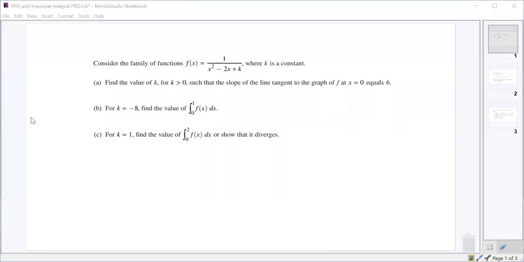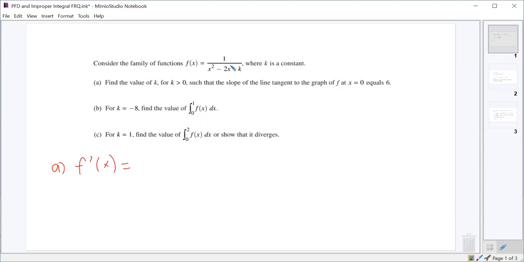So for part A, they want us to find the value of k, positive value of k, so that the slope of the tangent line to f of x at 0 is 6. So that part should be pretty straightforward. First, you just need to find f prime of x, since that's the slope of your tangent line.